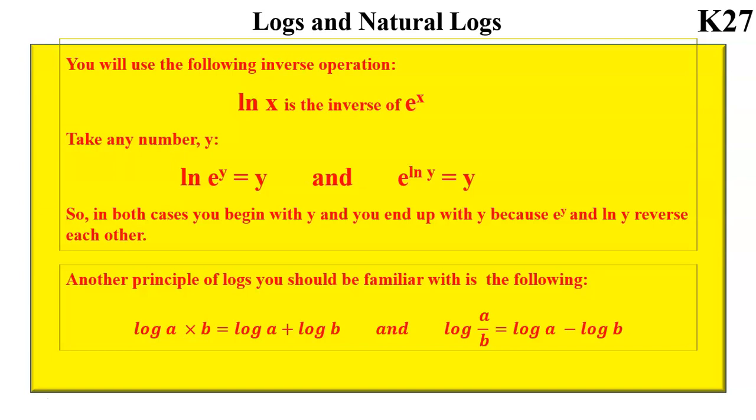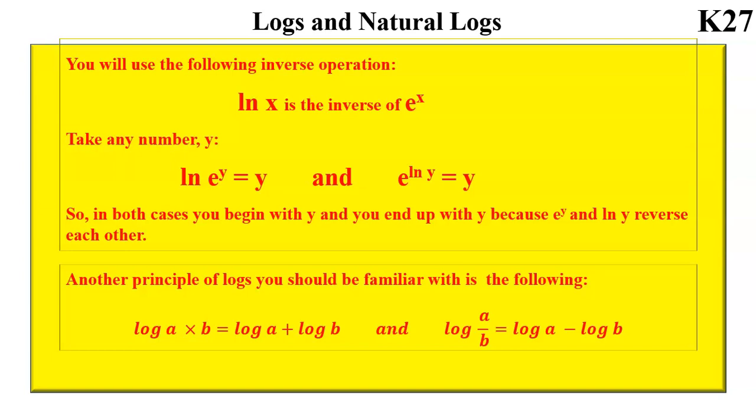If you take the natural log of y and then raise whatever you get from that to the e power, you get back to y again. So in other words, e and ln reverse each other. They're inverses. In both cases, you begin with y and you end up with y. So e to the y and ln of y reverse each other.